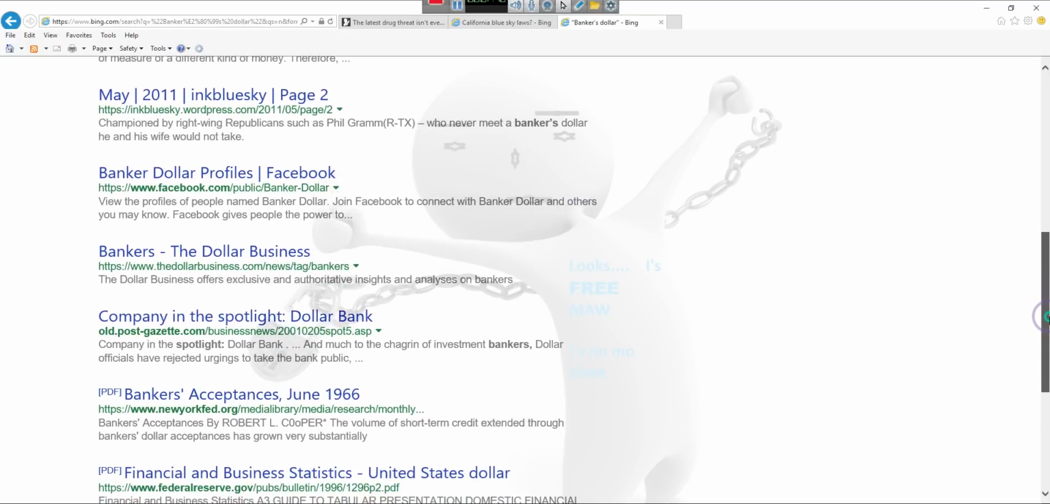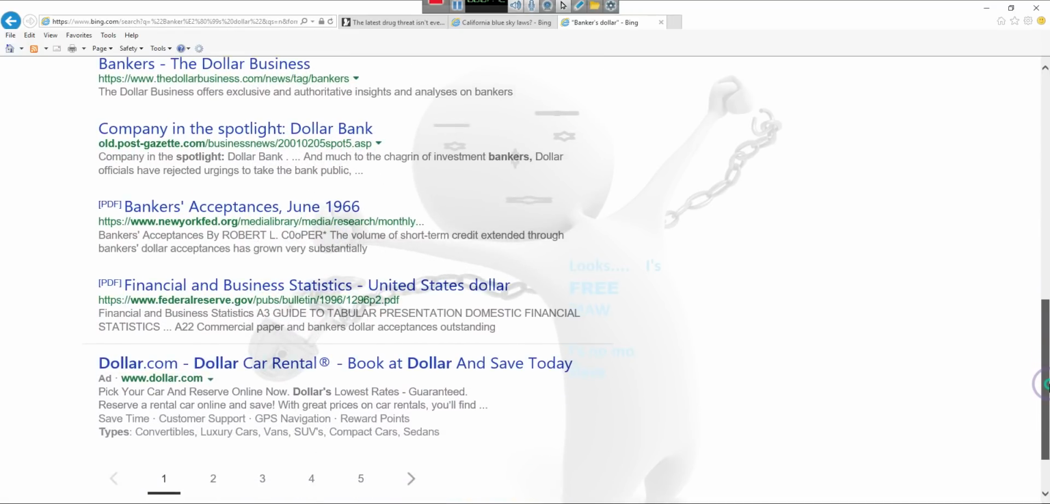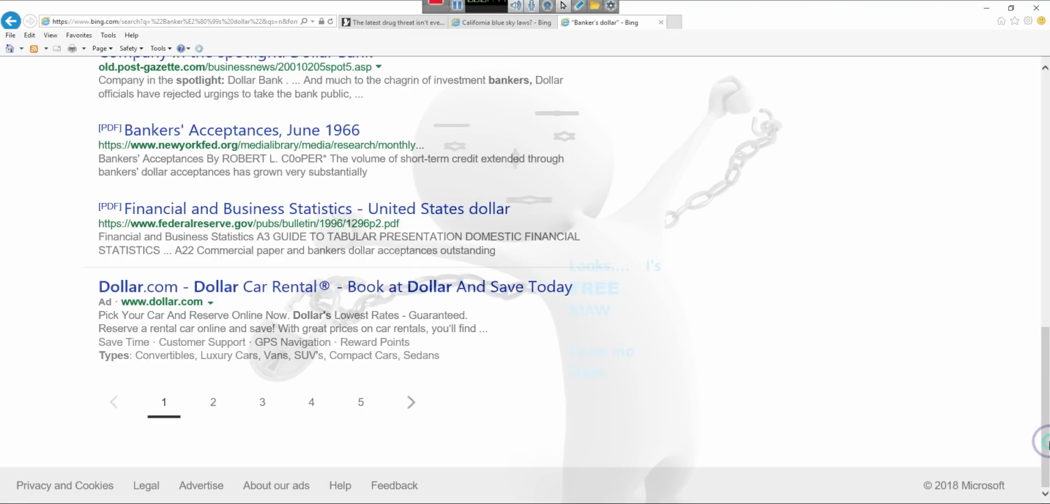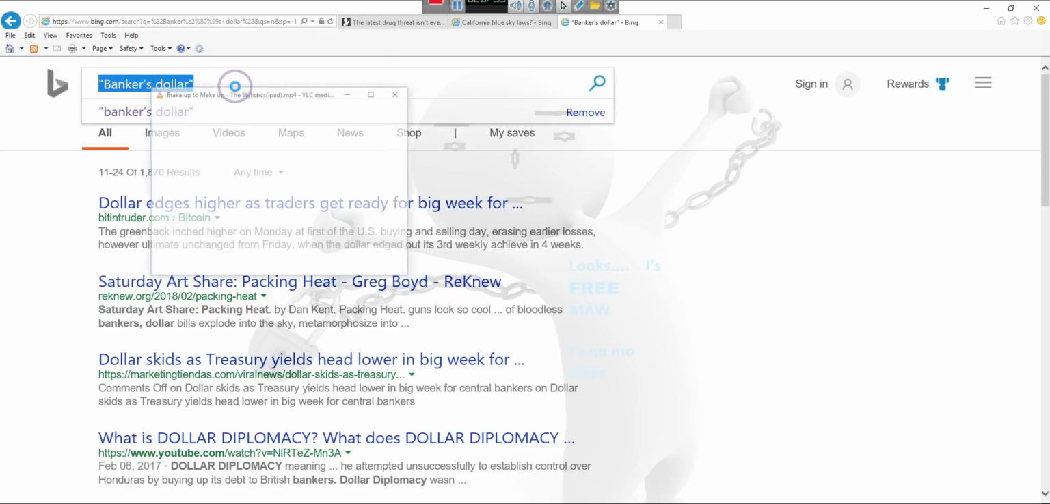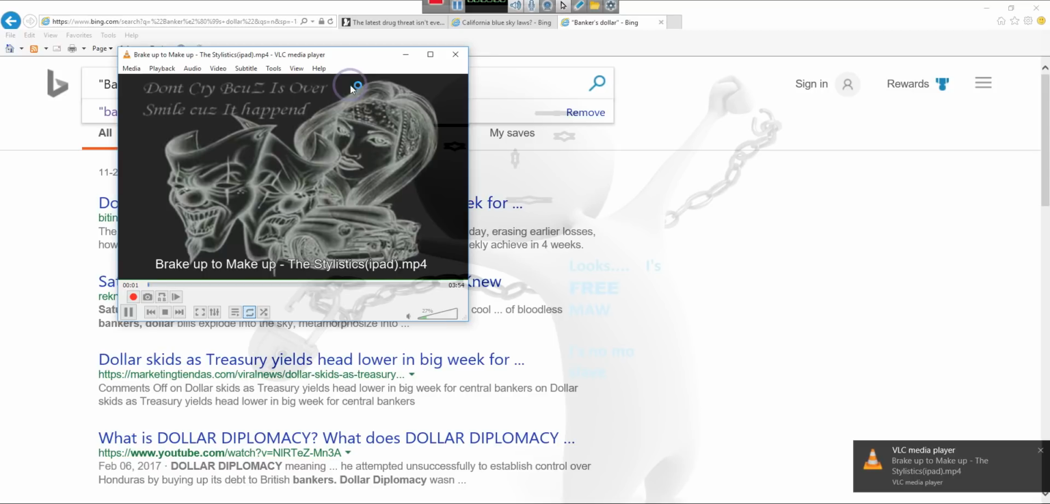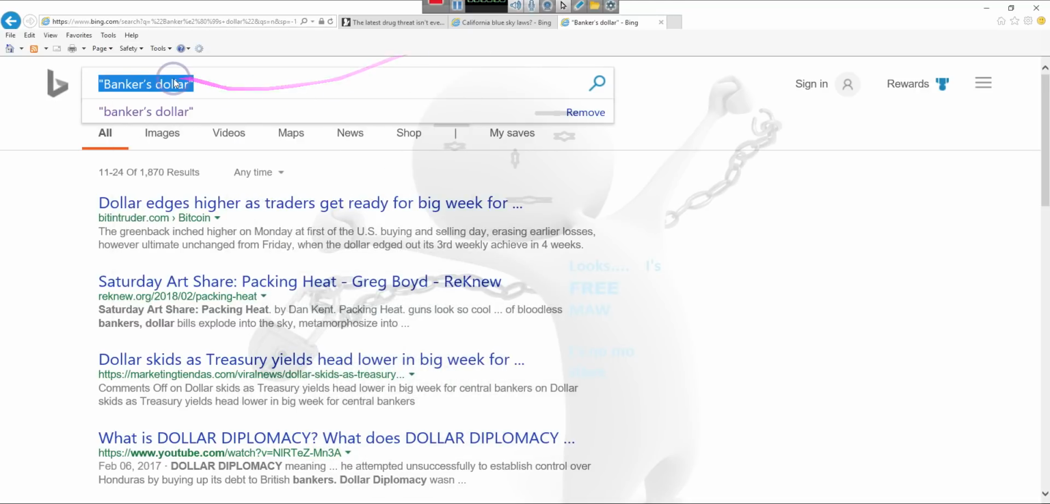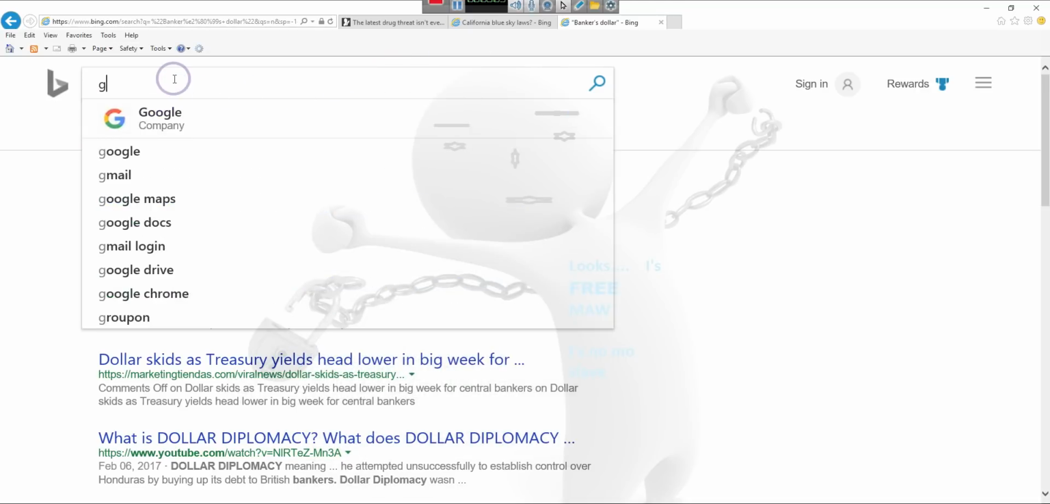So, ladies and gentlemen, the person said bankers' dollars. And what we're doing right now is trying to see if there's actually an official term known as bankers' dollars. And I have not seen it yet. Okay, so what we do is we copy, Control C. Hey, look, y'all, the style, and they list them as sticks.